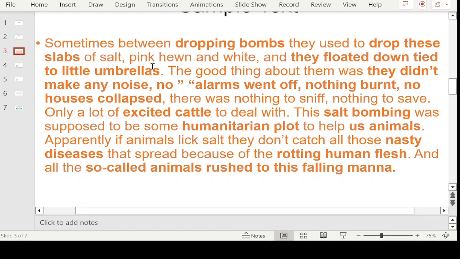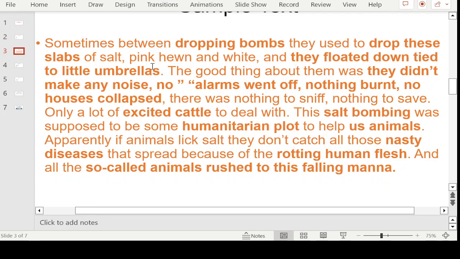And then what happens when the salt slabs come? Only a lot of excited cattle to deal with. Nothing else, only excited cattle. It means that humans are removed, they are killed, either the humans are being declared to be the animals or the cattle. This salt bombing was supposed to be of some humanitarian plot to help us animals.